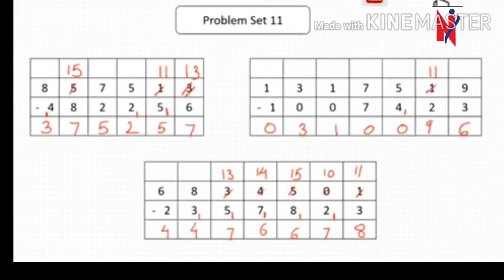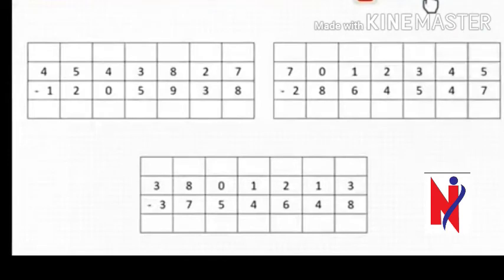I hope children you have understood the sums. Can you minus 7 from 8? No. So you will borrow from your neighbor. But here we are not borrowing. We will directly write 17. 17 minus 8 is 9.